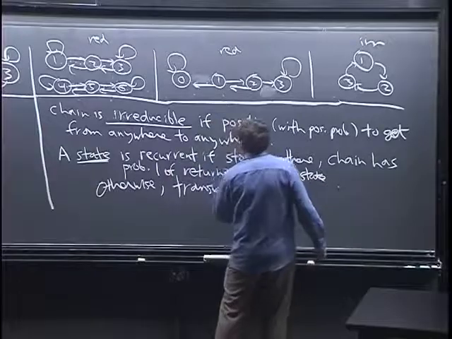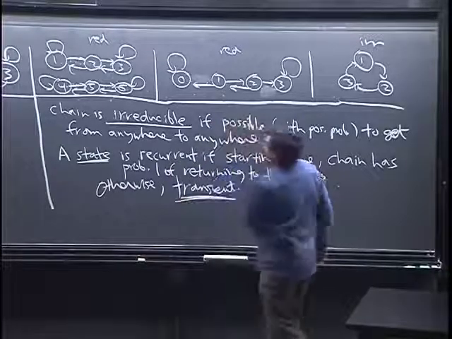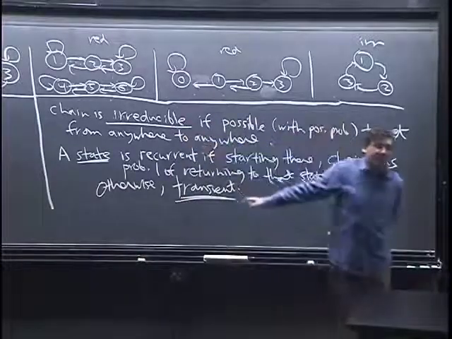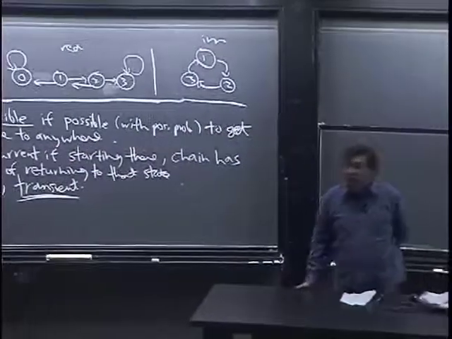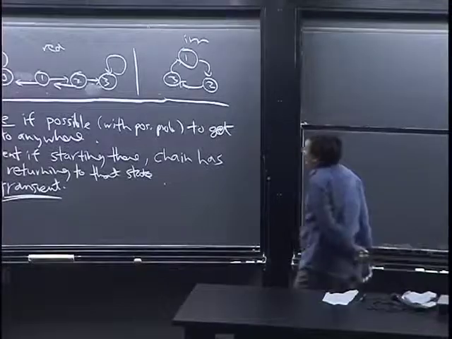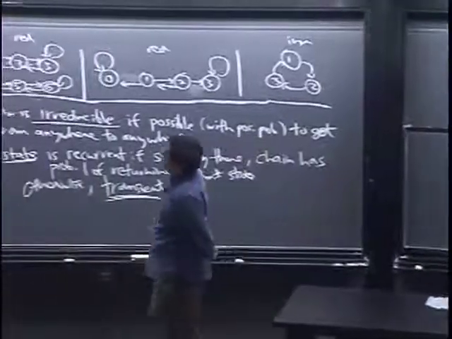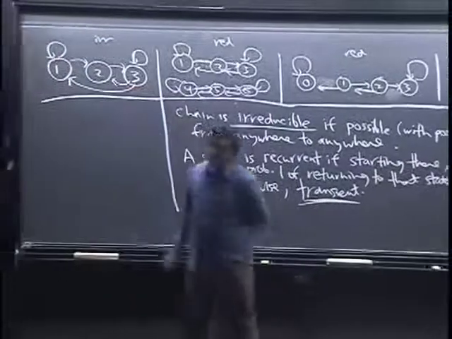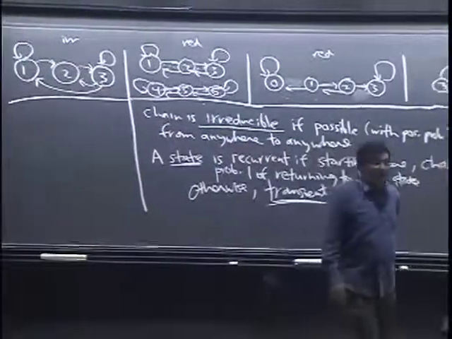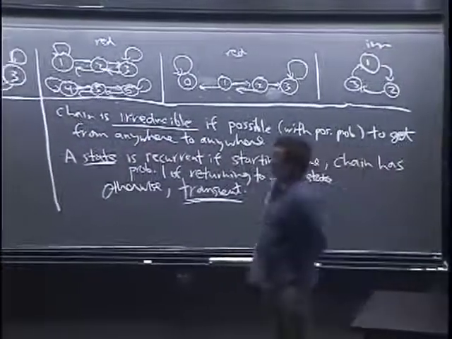Okay, so that's pretty intuitive terminology. Irreducible is kind of a strange word, I think, but recurrent and transient is pretty natural terminology. And so just to see in this picture, intuitively, all of these states are recurrent, right, in this first picture.